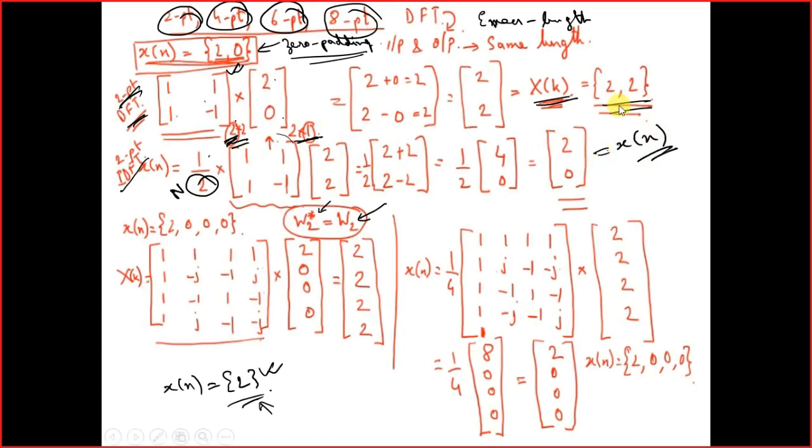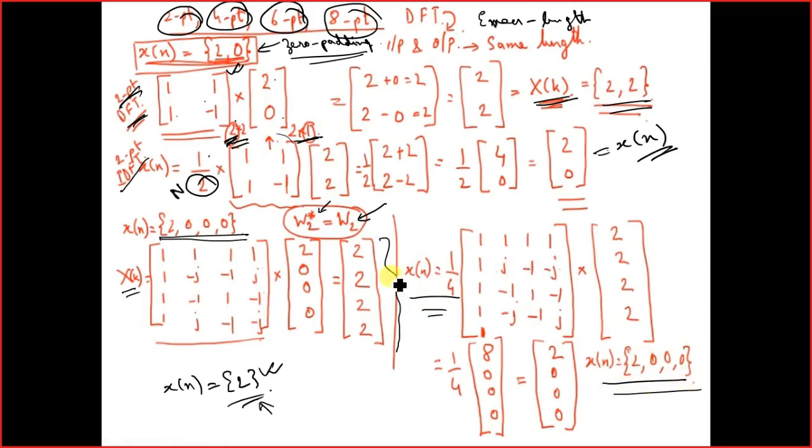Okay, similarly if we go for xn 2 comma 0 0 0, then again we find out the xk, we do all the calculation and we get 4 numbers. Instead of 2 numbers we get 4 numbers. Now again if we perform the inverse transform, herein we will be getting the original signal.